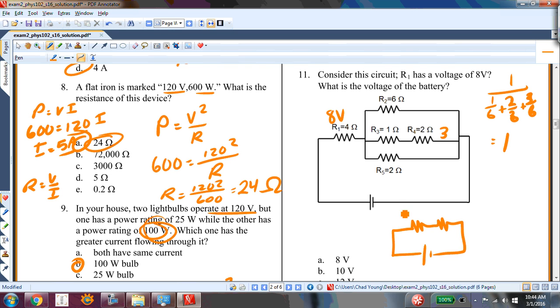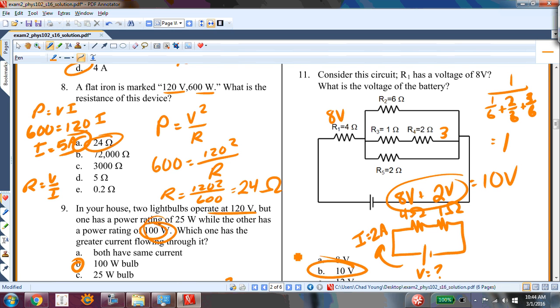I have 4 ohms and 1 ohm, and I have some voltage here that I don't know, but I do know that the voltage across this is 8 volts, that means that my current through here is 2 amps. I have to have 2 amps to get 8 volts. So if I have 2 amps there, that means I'll have 2 volts here. 8 plus 2 will equal 10 volts. So my answer is B for number 11.